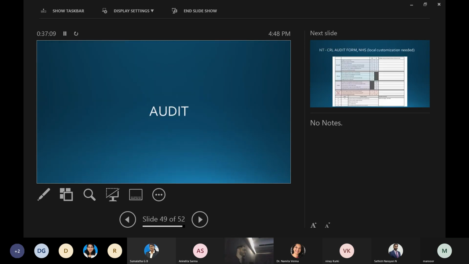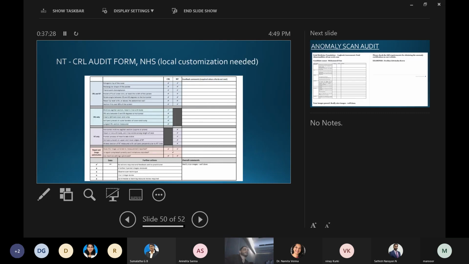Now coming to audit. How are we going to audit the cases? So we have a general review form for radiology, but that doesn't serve a good purpose for fetal medicine. So for fetal medicine, we'll try to follow the audit guidelines from NHS, and also the Fetal Medicine Foundation follows a similar guideline. So for CRL and NT, there are 7 common parameters which they look for.